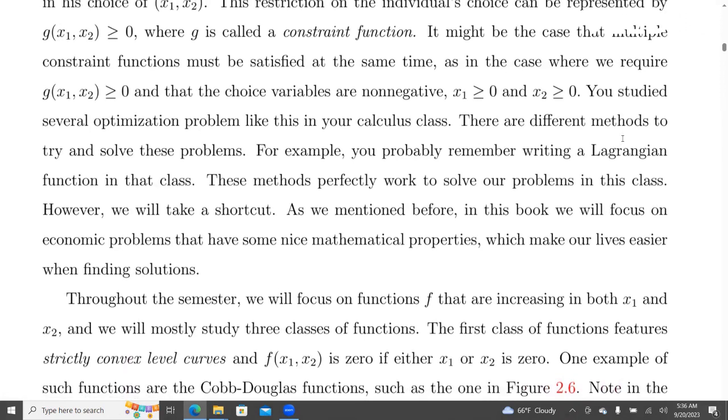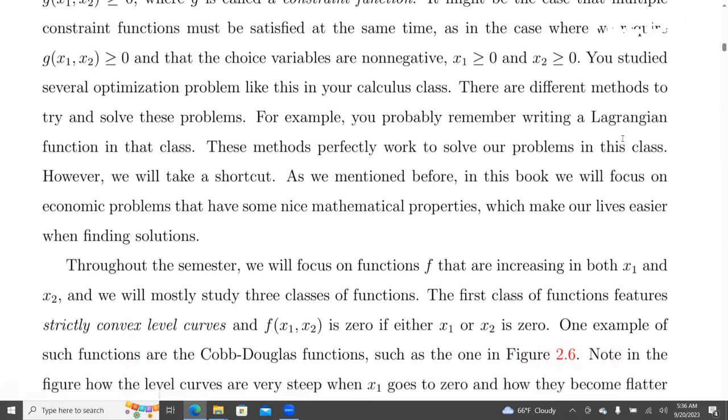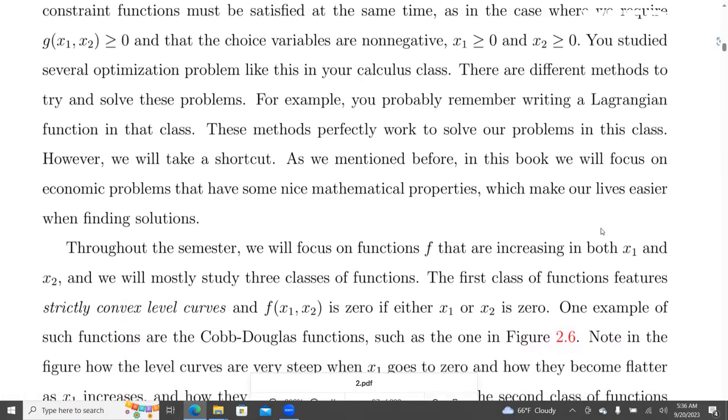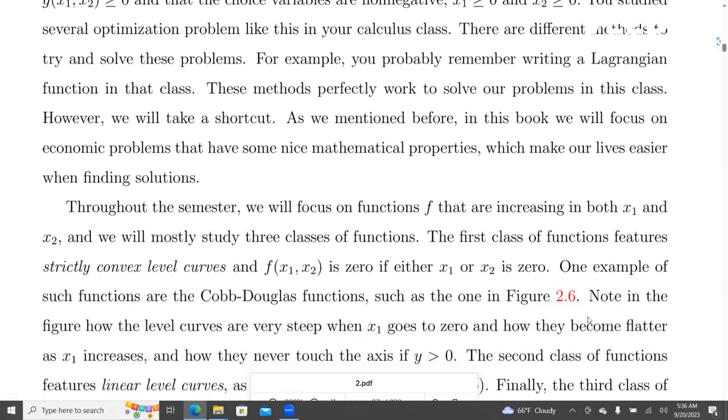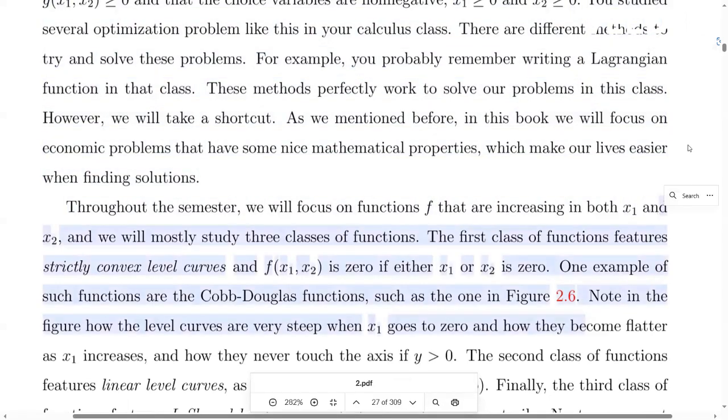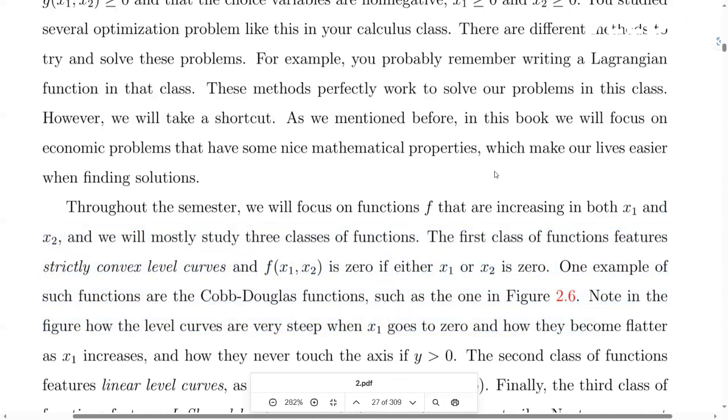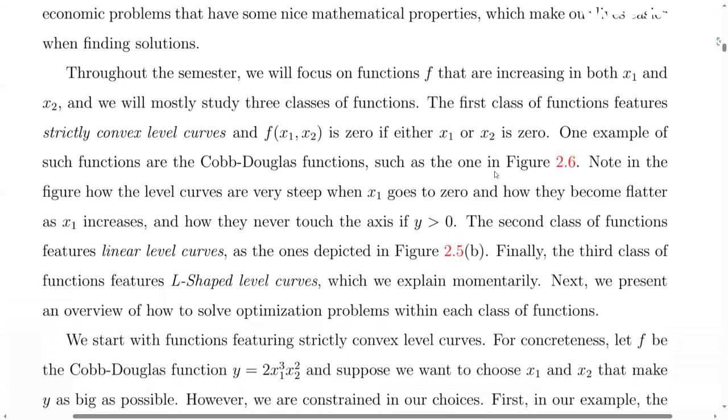You studied several optimization problems like this in your calculus class. There are different methods to try to solve these problems. For example, you probably remember writing a Lagrangian function in the class. The Lagrangian is from Calculus 3. We'll see in the homework, all of this can be done. They talk about it here where the Lagrangian can be an important part. You really don't need to understand the Lagrangian to maximize and minimize. They're just talking about some Calculus 3 ideas.